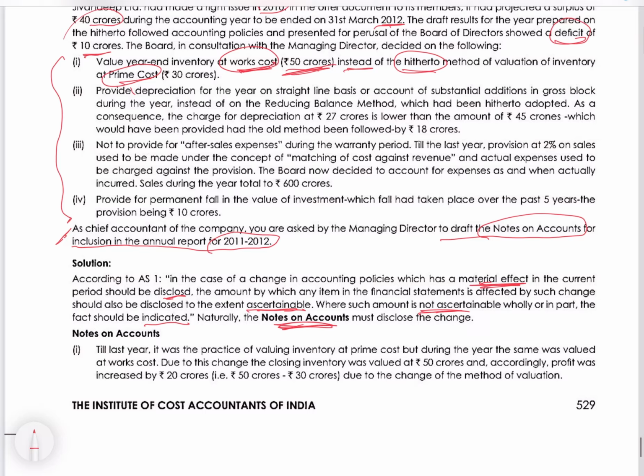So what happened? Our assets have increased, our income side has increased. By how much? First it was 30, now it became 50. So suddenly our profits are inflated by 20 crores. So we should give a disclosure that there has been a change in accounting policy: instead of valuing at prime cost, we have changed it to works cost. Our profits have been impacted by the difference amount, which is 20 crores.